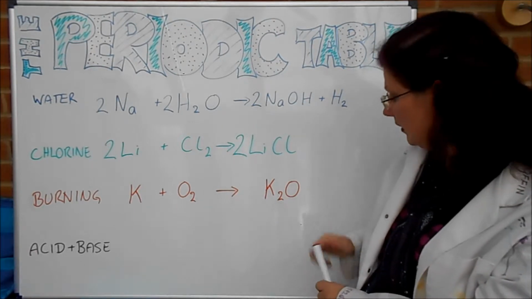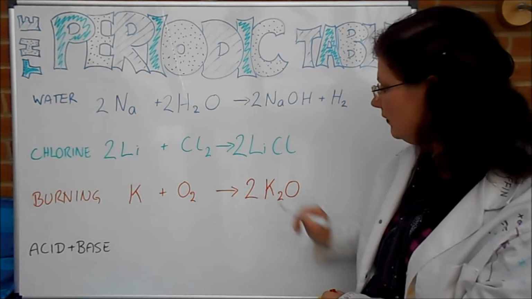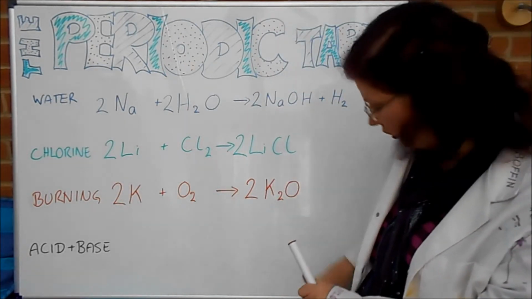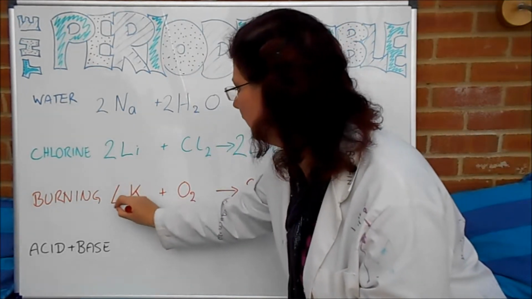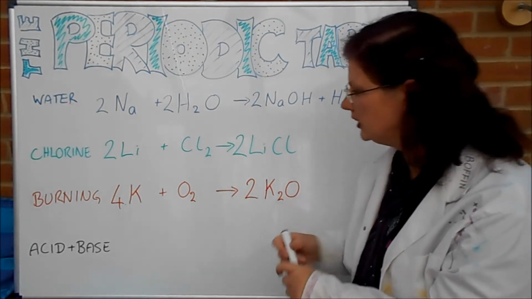Just to balance it up, we've got 2 oxygens there, so we're going to need 2 molecules of that, and that means we're going to need 4 of that, not 2. There we go, 4 of those, because we've got 2 K2s. Okay, so there's our balanced equation.